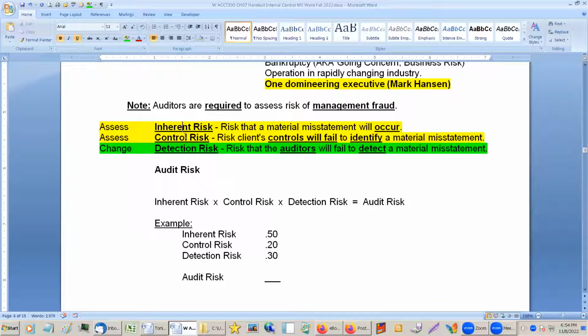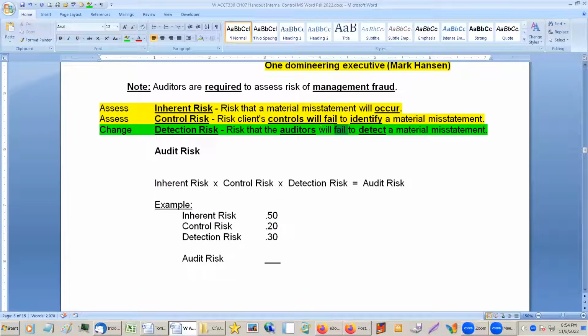So we'll assess the inherent risk. How likely are they to make a mistake? We'll assess the control risk. How likely are there controls that they will identify the material misstatement? This one down here, we have some control over. What are we going to do to make sure that we don't fail to detect a material misstatement?